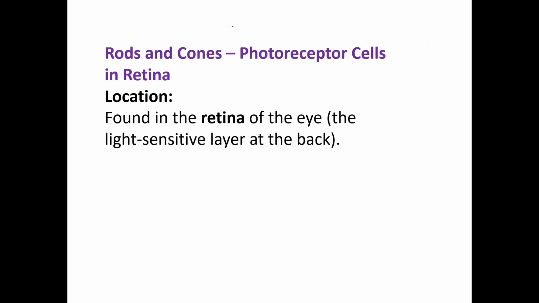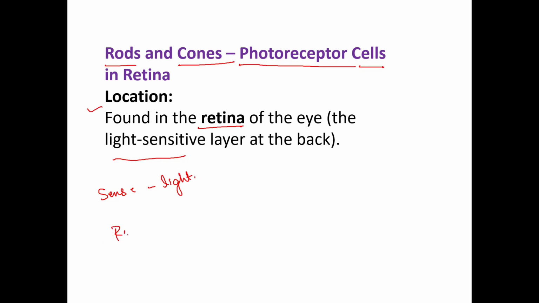Let's understand the specialized kind of cells which are called photoreceptor cells. We have two photoreceptor cells, rods and cones. They are located in the retina of the eye. They are light sensitive, they sense light. Rods are rod in shape and cones are cone in shape.